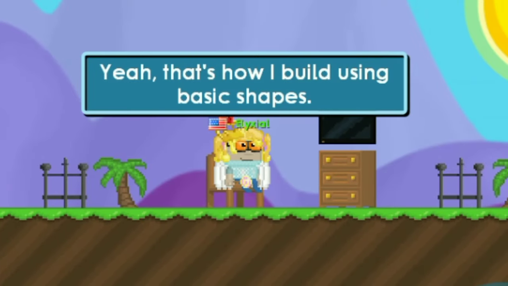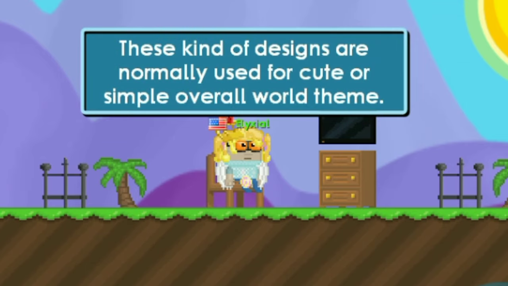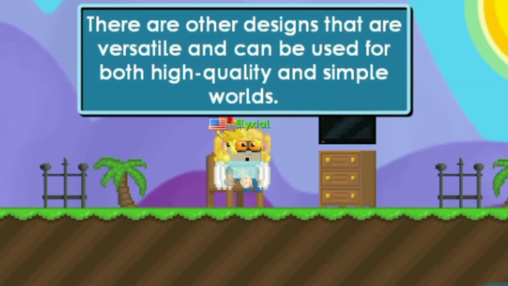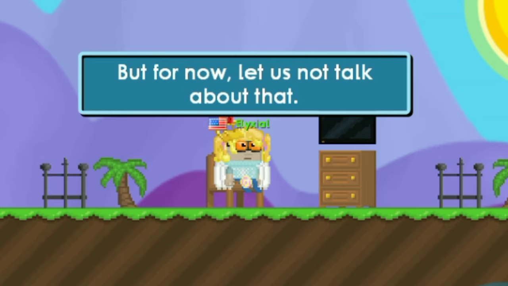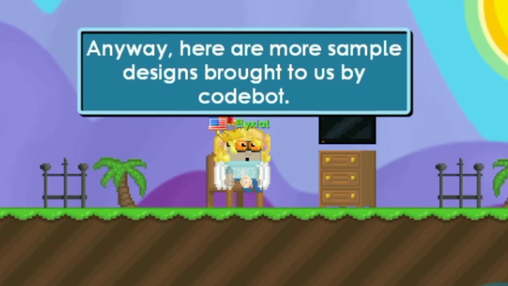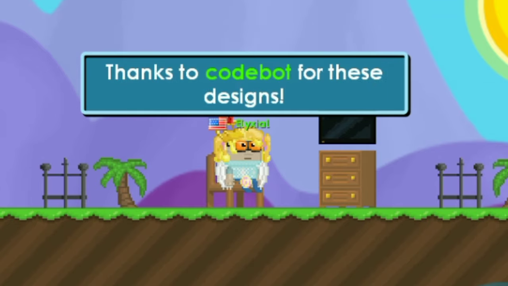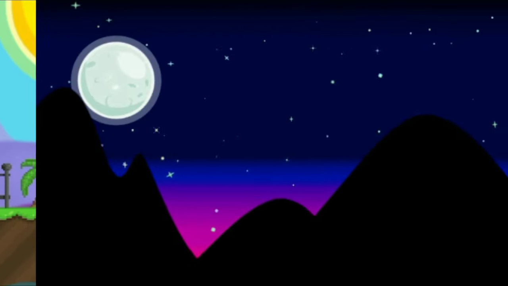Using basic shapes. These kinds of designs are normally used for a cute or simple overall world theme. There are other designs that are versatile and can be used for both high quality and simple worlds. But for now, let us not talk about that. Anyway, here are more sample designs brought to us by Codebot. Thanks to Codebot for these designs.